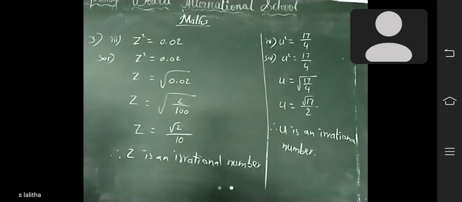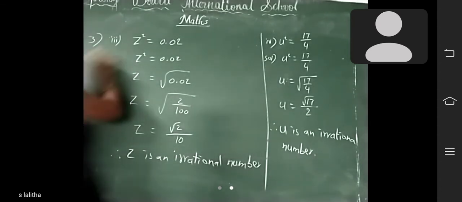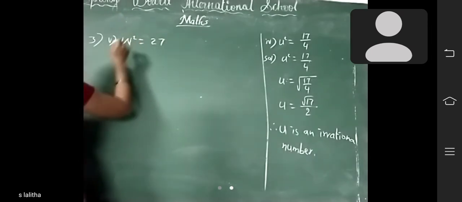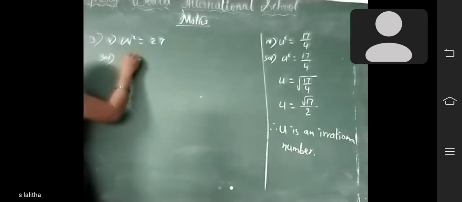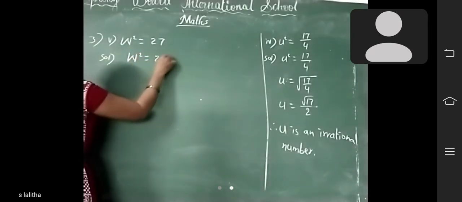Next one. W square equal to 27. So W square equal to 27.